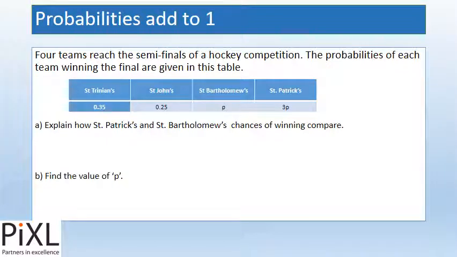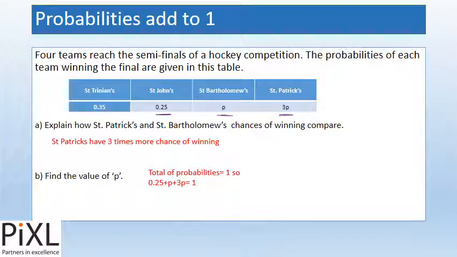We have 4 teams, and the probabilities of each team winning are given in the table. Now notice here, this time though, we've got a 0.25, a P and a 3P. And we're asked to explain how St Patrick's and St Bartholomew's chances of winning compare. Well, St Patrick's have 3 times more chance of winning than St Bartholomew's. Now we want to find the value of P. Well, we know that those 3 values all have to add up to 1.